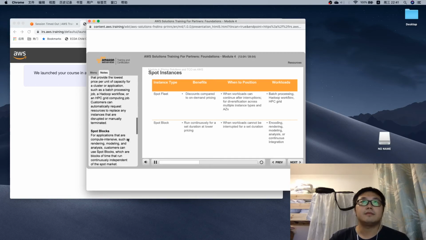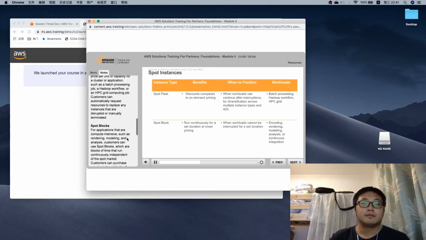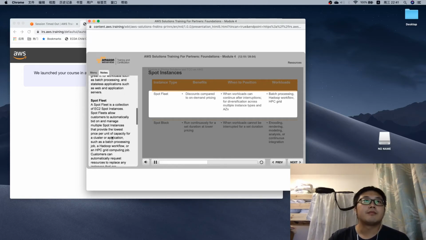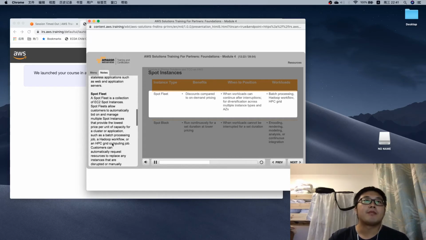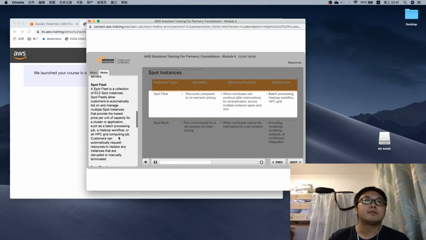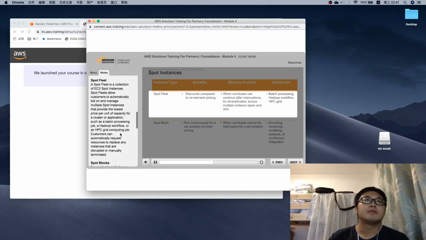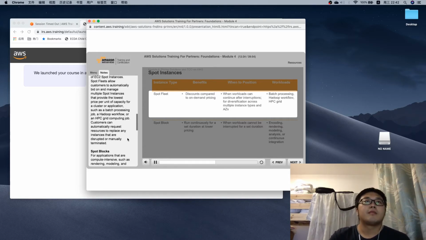Spot fleet. A spot fleet is a collection of EC2 spot instances. Spot fleets allow customers to automatically bid on and manage multiple spot instances that provide the lowest price per unit of capacity for a cluster or application, such as a batch processing job, a Hadoop workflow, or an HPC grid computing job. Customers can automatically request resources to replace any instances that are disrupted or manually terminated.